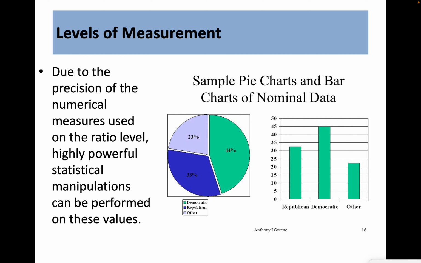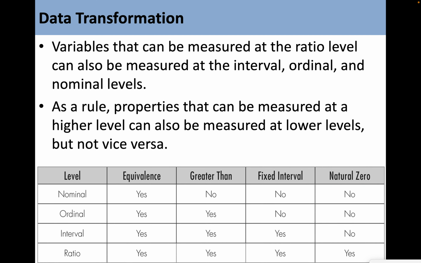Due to the precision of numerical measures used on the ratio level, higher powerful statistical manipulations can be performed on these values. Sample pie charts and bar charts of nominal data. Democrats and Republicans. Democratic Party has 44%. Republican Party has 33%. Independents and others right there, 23%. So as you can see, there are a lot more Democrats than there are Republicans. And that can be a problem for the Republicans.